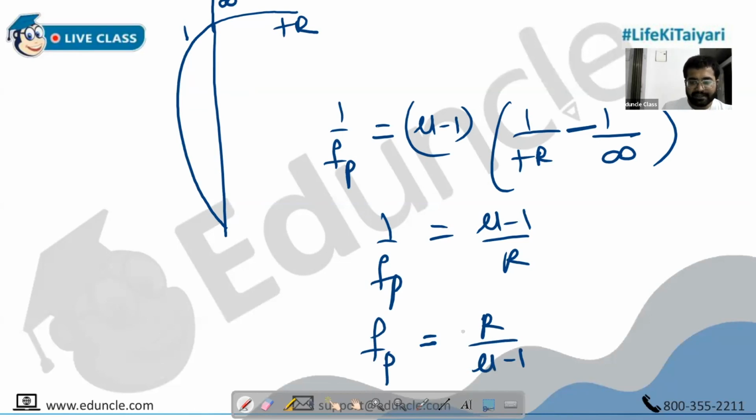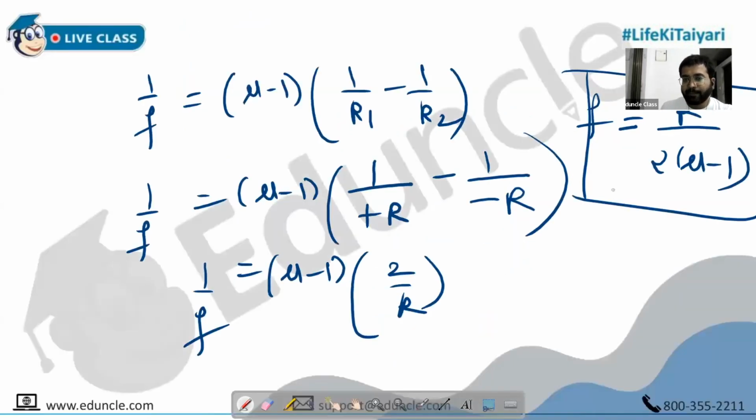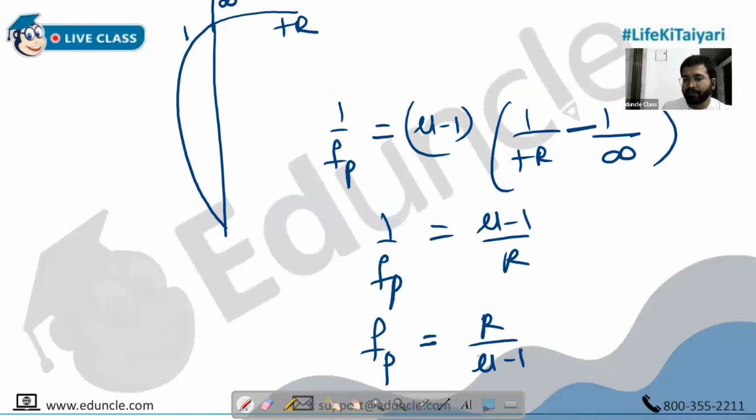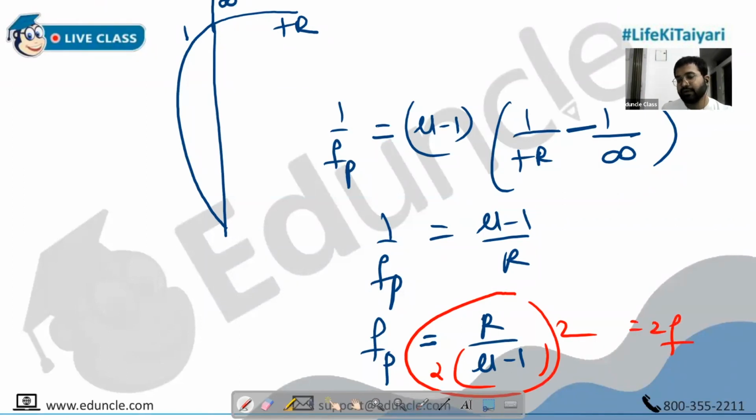So what we can do is: here it was r/(2(mu - 1)), here it is r/(mu - 1). Let's multiply and divide by 2. Now, whose value is this? The original focal length. So the focal length of plano-convex is twice the focal length of equi-convex. Clear?